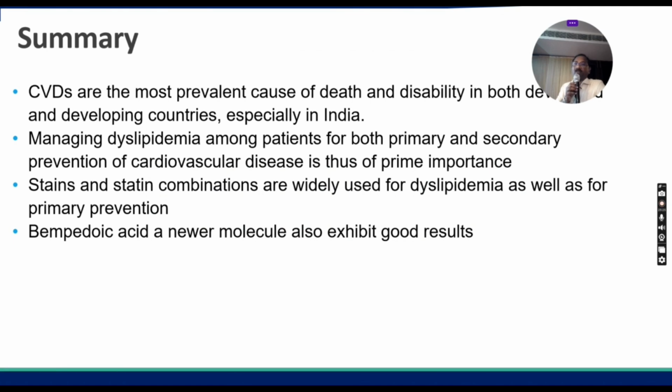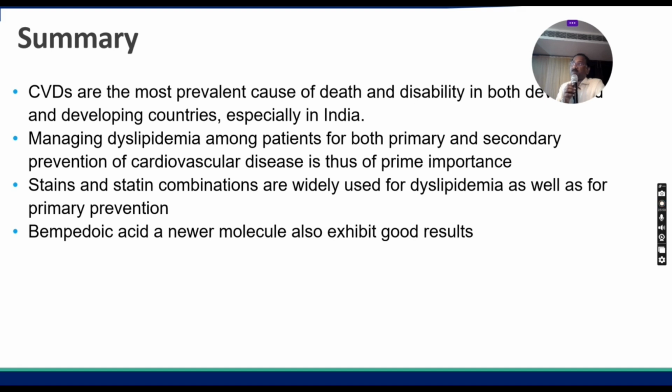So in summary, cardiovascular diseases are the most prevalent cause of death and disability in both the developed and the developing countries, especially in India. Manage dyslipidemia among the patients for both primary and secondary prevention. Aspirin for primary prevention is now the $1 million question, as a lot of people will be having intracranial hemorrhages. But the statins are a must for both primary as well as secondary prevention.